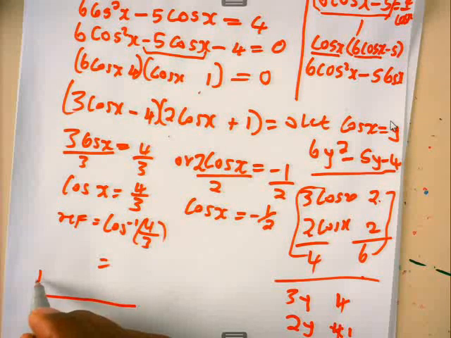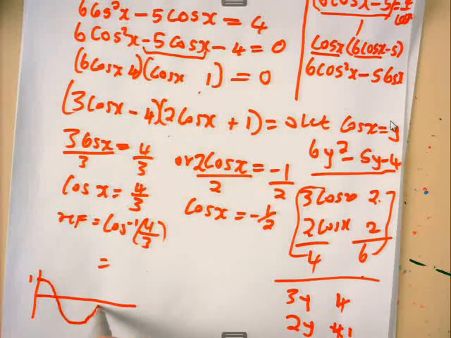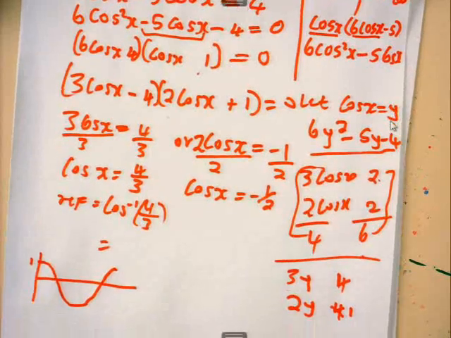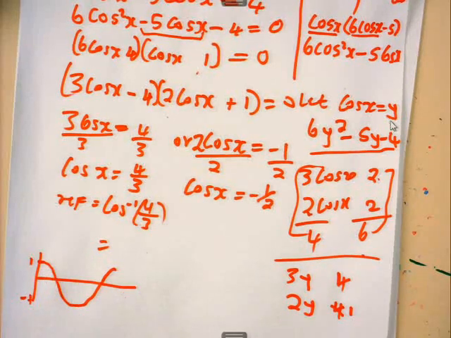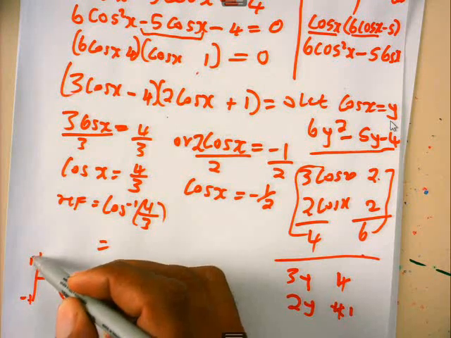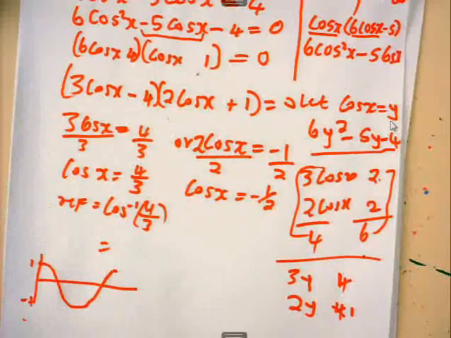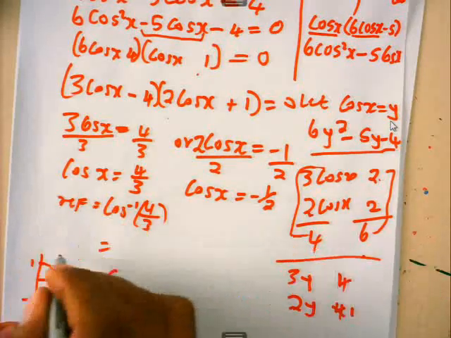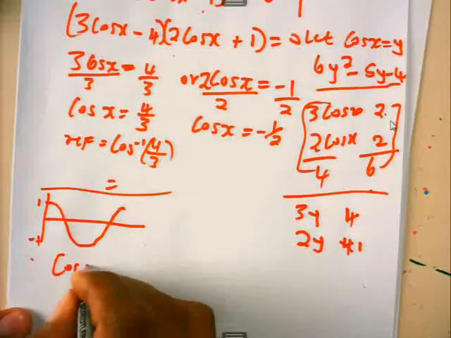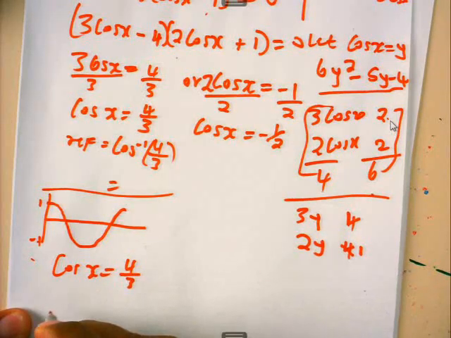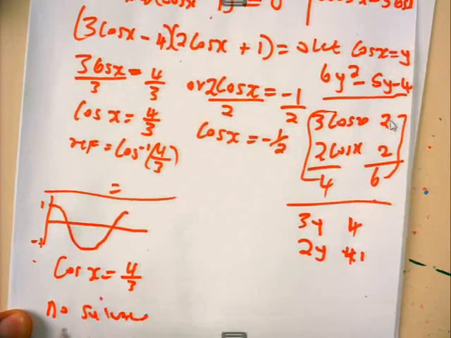The graph of cos starts from 1. Now it moves in these directions and it also ends here. It means it is between negative 1 and positive 1. Immediately if you move above positive 1 or below negative 1, there will be no solutions for that one. Then it means for cos x is equals to 4 divided by 3, there is no solution for this part here.